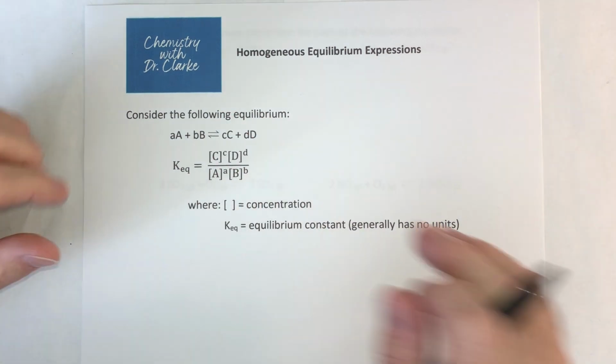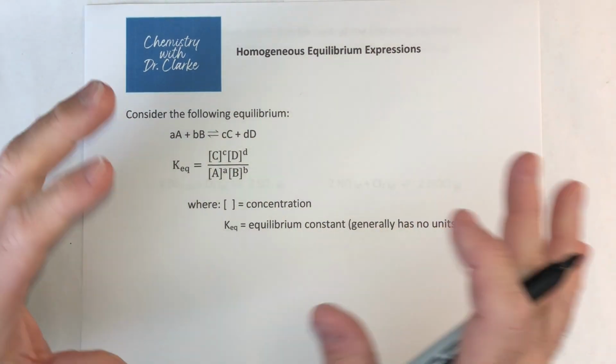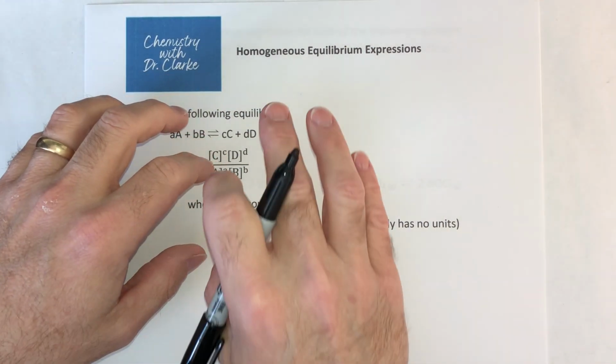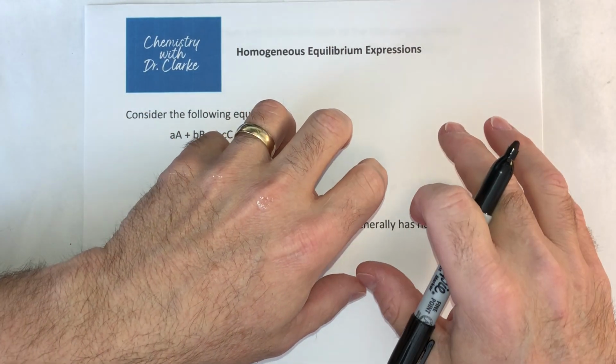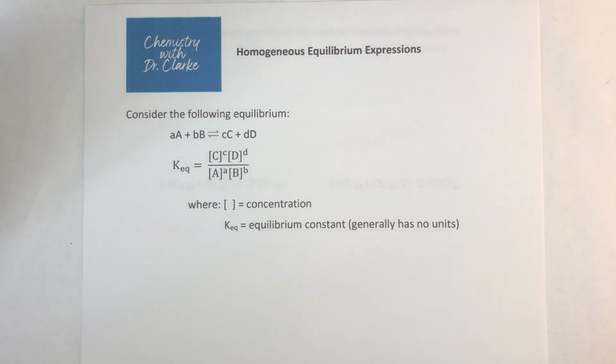Heterogeneous equilibriums, those are ones where you have a mixture. So you might have a liquid reactant and a solid reactant, and it gives you a gas product and a solid product. Okay, those are a little bit more complex, and so I've covered them in a separate video.